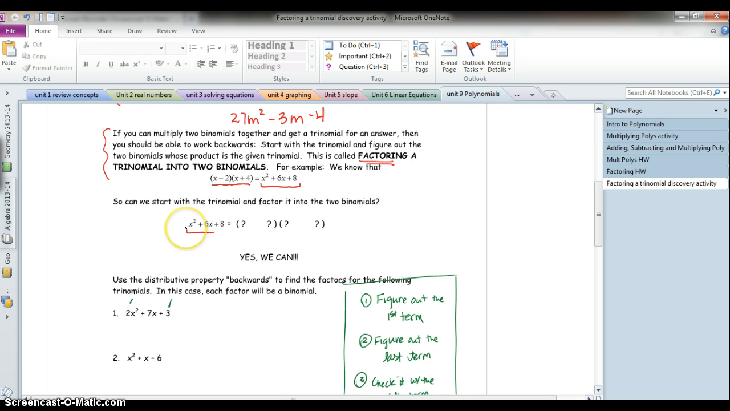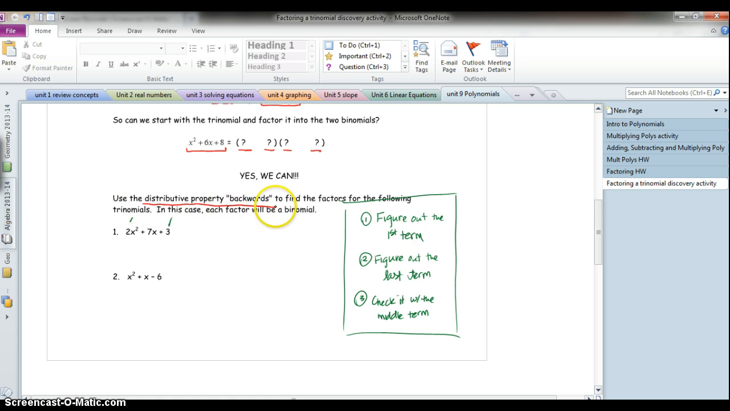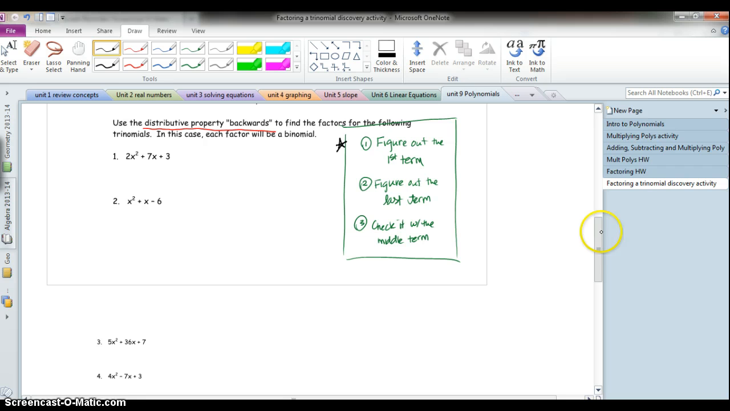So this time I'm giving you the trinomial and you have to figure out the two binomials that would multiply together to get you that trinomial. So it's basically, as you see here, the distributive property backwards is what I'm asking you to work through and think through. And here's the key to that. The key to it is right here in this box. So we're going to follow those directions and we're going to try to figure out what it looks like when you use the distributive property backwards.